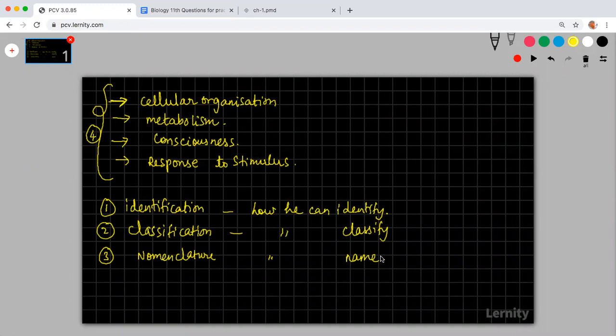Okay, you can refer to the notes. So identification can be done with the help of taxonomical aids. After that, you are classifying it, seeing the relationship between different organisms. What kind of relationships you will see, you will have to mention it. Then giving the name is the third point. Naming is binomial nomenclature. You have to explain about nomenclature.